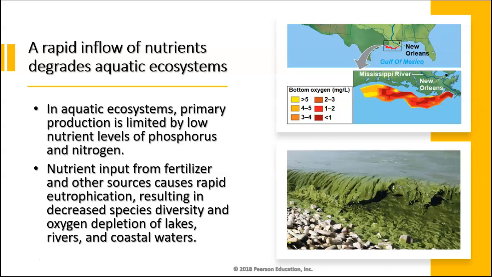So too much fertilizer and other sources can cause something called eutrophication, which results in decreased species diversity and oxygen depletion in lakes and rivers and coastal waters.